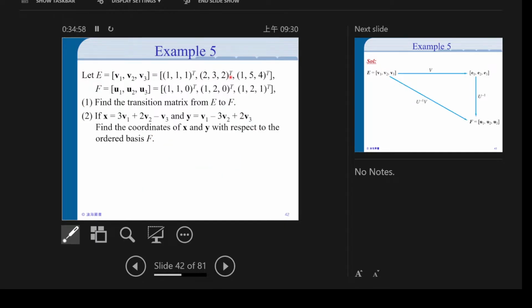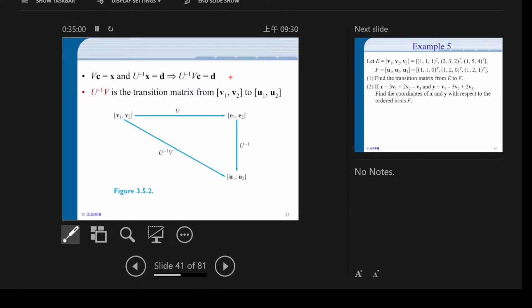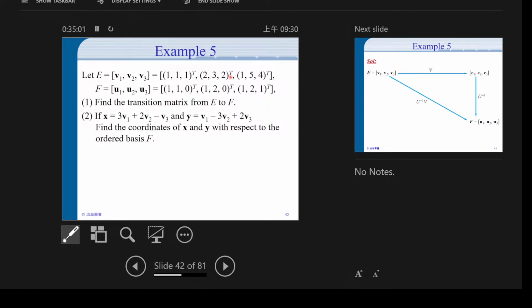We talked about things in R2, but obviously all the things we are doing can be extended to Rn.